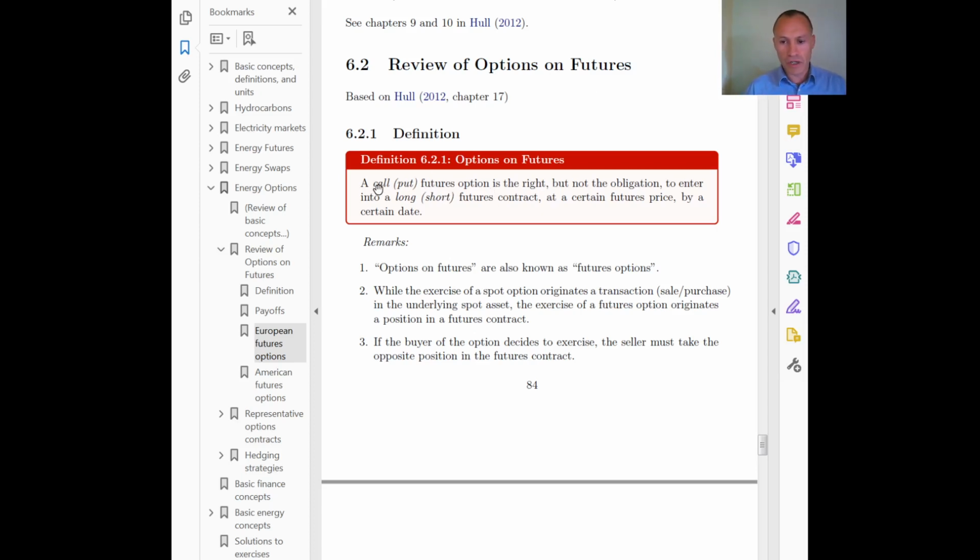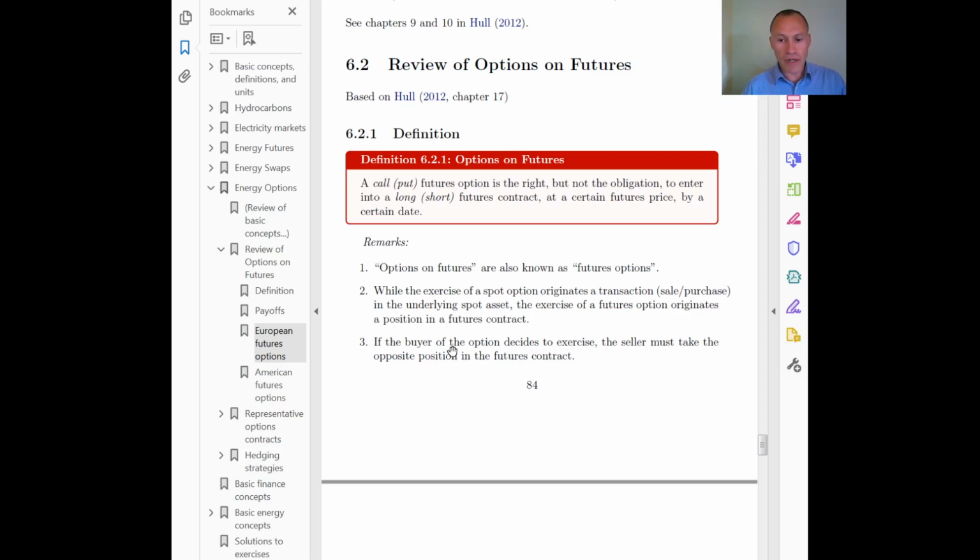So for example, a call futures option is the right but not the obligation to enter into a long futures contract at a certain price at a certain date. So the underlying again is a futures. Okay, so we're going to use either this term options on futures or just futures options. Again, while the exercise of a spot option originates a transaction in an underlying spot asset, which you may think of like a stock, for example, here what you get when you exercise the option is a position in an underlying futures contract.